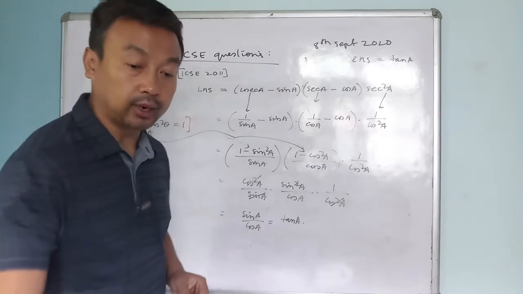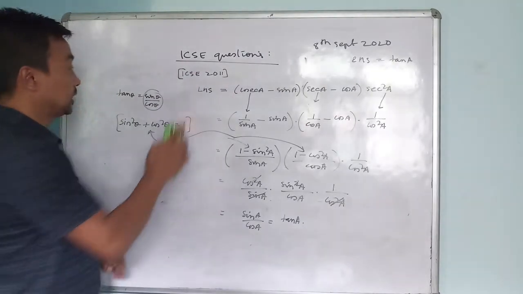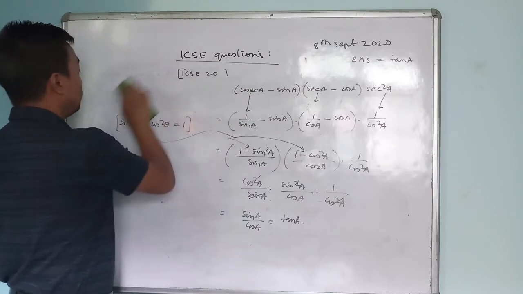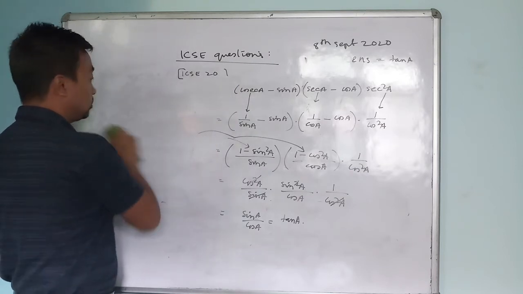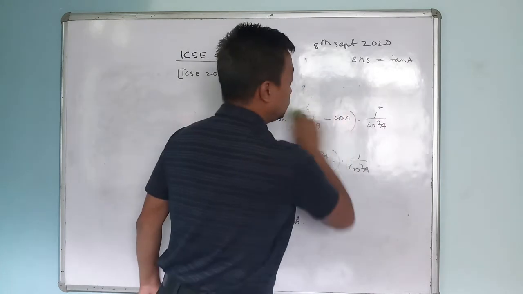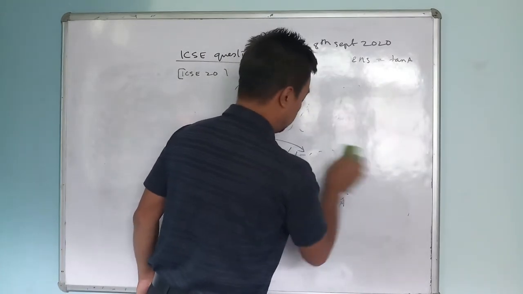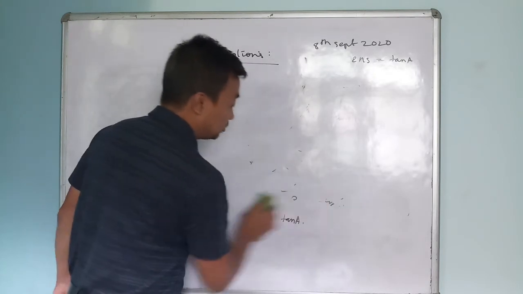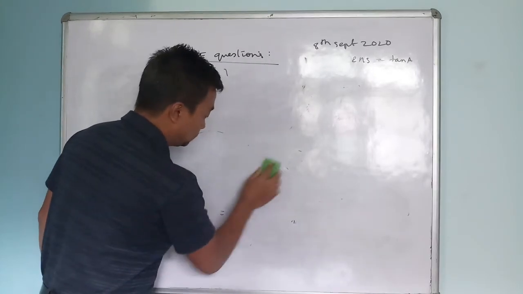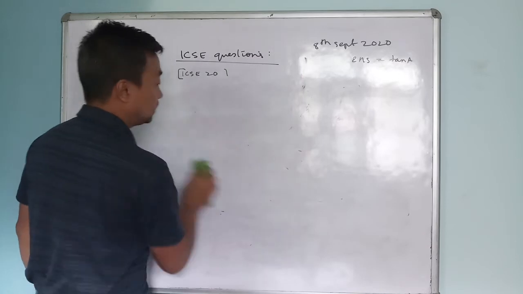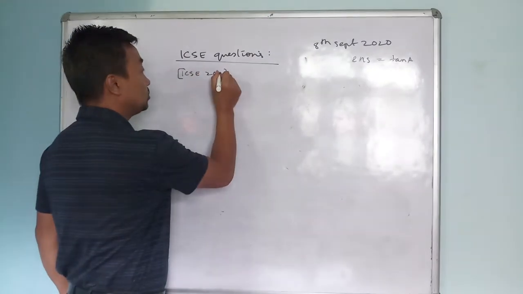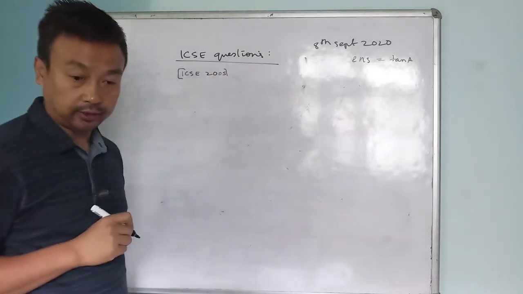So now let us do one last question for today. That is ICSE 2005. So all of you, these questions are there in your textbook. It is in different exercises, and some questions are also given as an example, and they have been solved. But now look at this ICSE 2005, the last question for today.